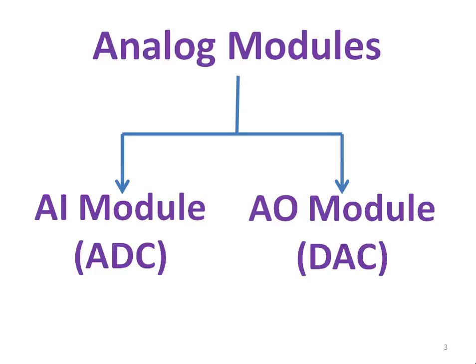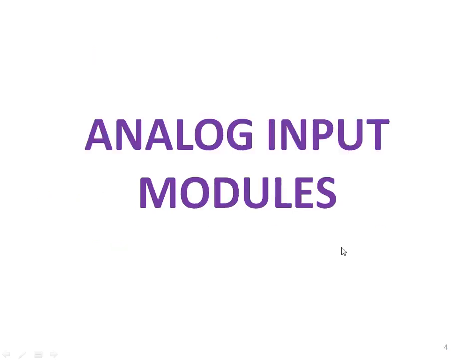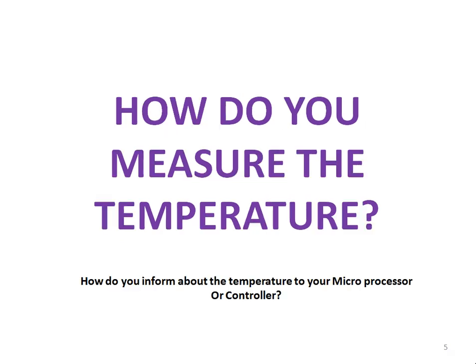Analog modules can be classified as analog input module or ADC, and analog output module or DAC. So first we will discuss analog input modules. Before getting to the topic, how do you measure the temperature in general? Or how do you inform your microprocessor, microcontroller or PLC about the temperature? PLC is one type of controller. We call it a programmable logic controller.